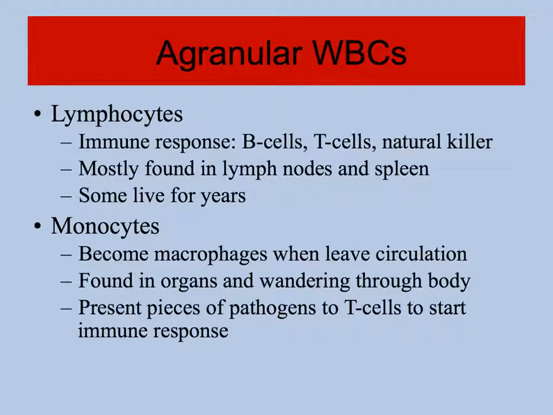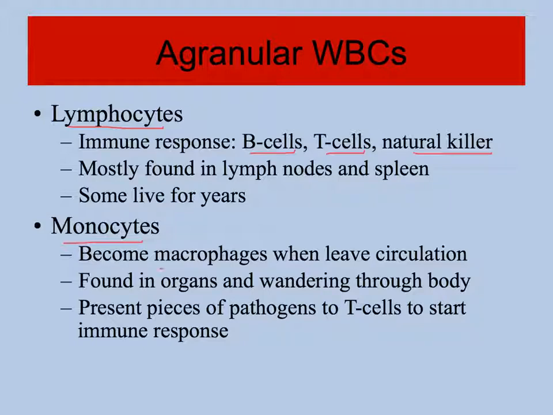The agranular white blood cells, again, this granular and agranular designation refers to how they look under the microscope. We've got two in this category, the lymphocytes and the monocytes. The lymphocytes we're going to hear a lot more about later when we talk about the immune system, because they are the B cells and the T cells and the natural killer cells that are part of your immune response. Mostly you find your lymphocytes in the lymph nodes and the spleen, and they can live for years because we maintain a memory of previous attacks by different pathogens, and so the lymphocytes stay alive to remember what they were so that they can be ready to attack the next time they show up.